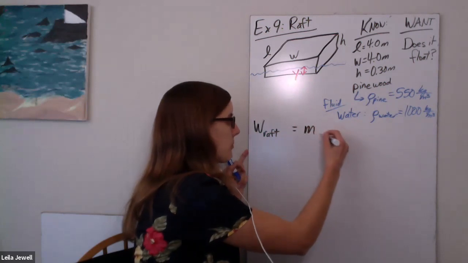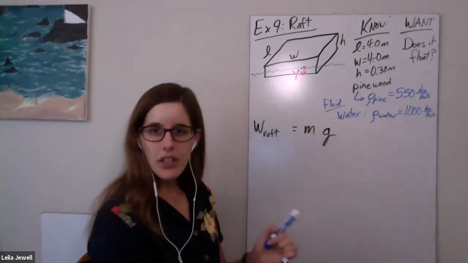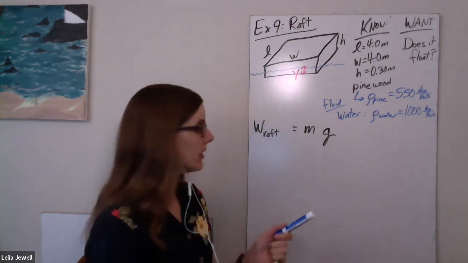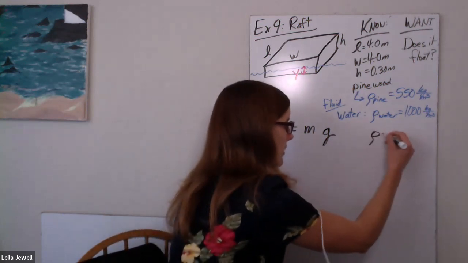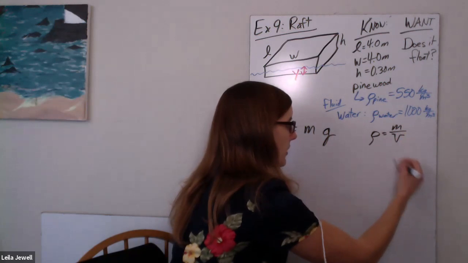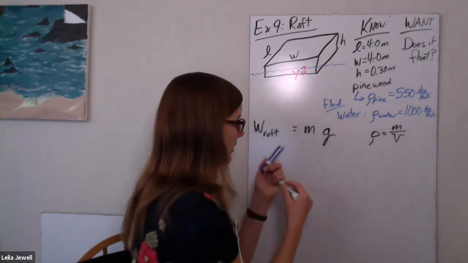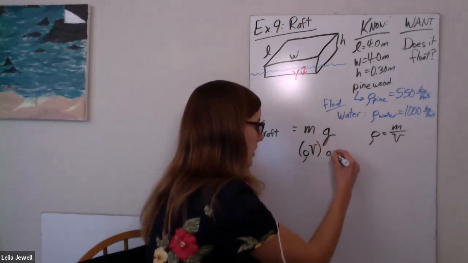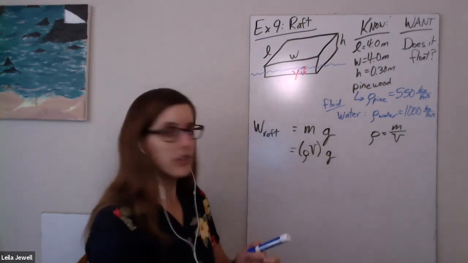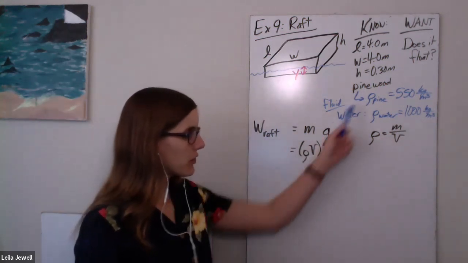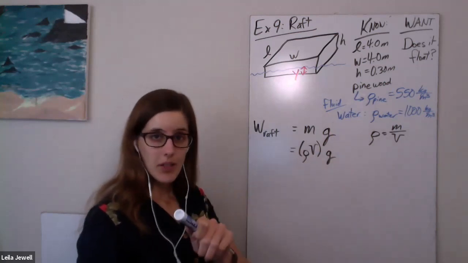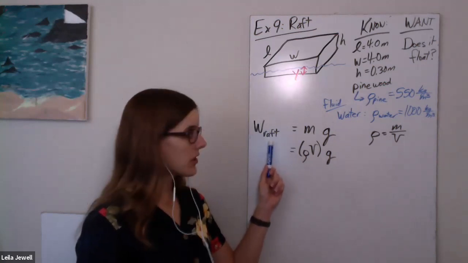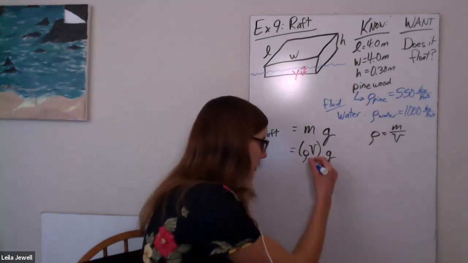We know weight is going to be mass times gravity. We don't have the mass of the raft, but we do know density is related to mass, right? Density is equal to mass divided by volume. So we can get mass by multiplying volume by both sides. So instead of mass, I'm going to fill in density times volume times g. Now, what density do we want to use here? Because we have 2 different densities. Glad you asked, right? Remember, this is about the raft and what the raft weighs. So that's where we're going to want to use the pine density.